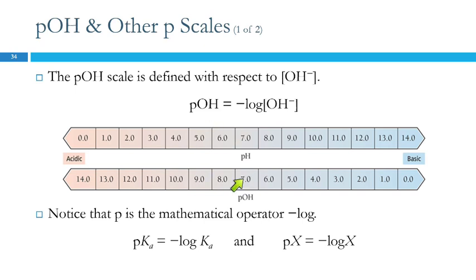So we saw this picture earlier. We've got pOH. pOH is just the negative log of the hydroxide ion concentration. So this p here is a mathematical operator, negative log. Instead of writing negative log, we write p. So pKa is the negative log of Ka. pX, whatever X could be, calcium concentration or anything, is just the negative log of X.